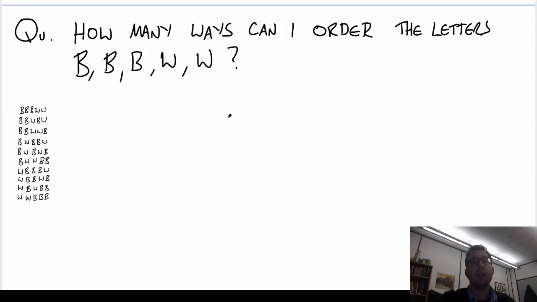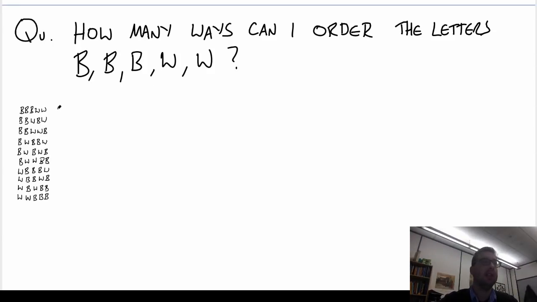Okay, so one of the things that came up after the lecture was this. In the lecture I said we had the question of how many ways can I order the letters B, B, B, W, W. So that was B for black. You have 3 black letters and 2 white letters, and how many ways can you rearrange those?